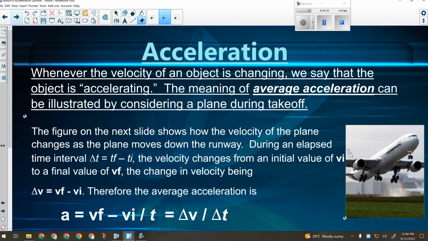The definition of acceleration is anytime the velocity of an object is changing, the object is considered to be accelerating. We're going to be dealing with mostly uniform acceleration, simply because that makes for better graphs and things we can deal with. Uniform acceleration is best exemplified by either an object that's falling or a plane taking off.